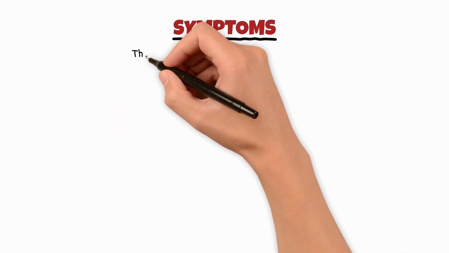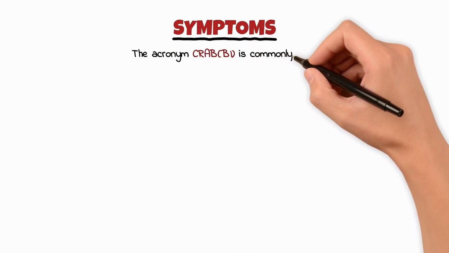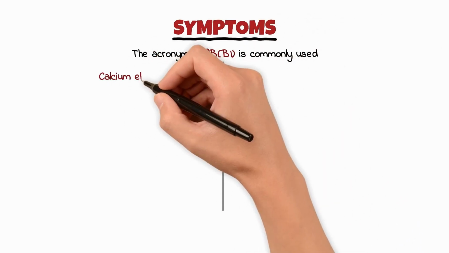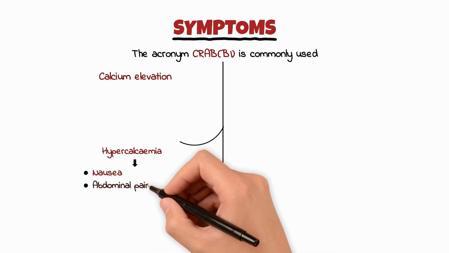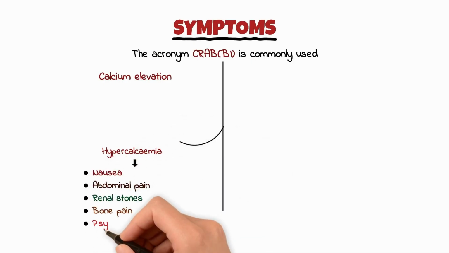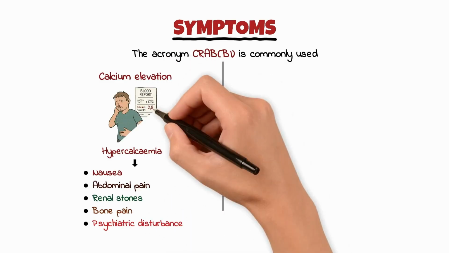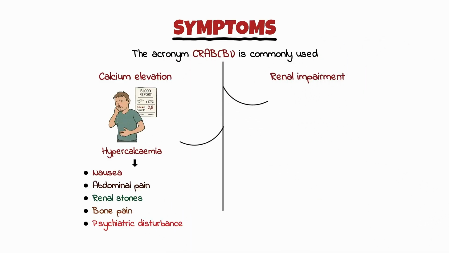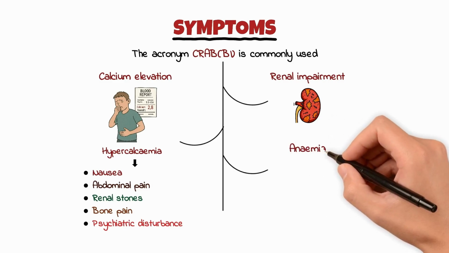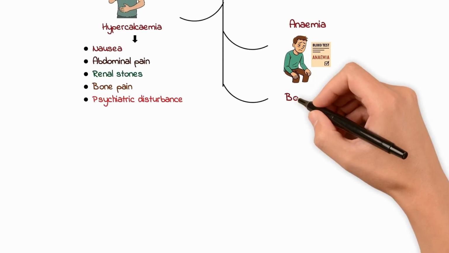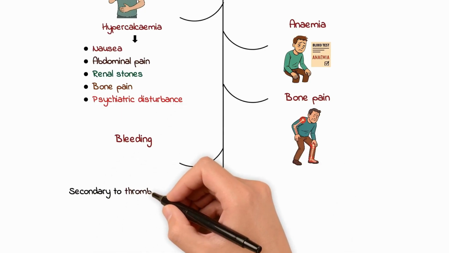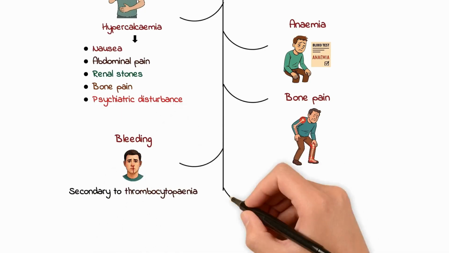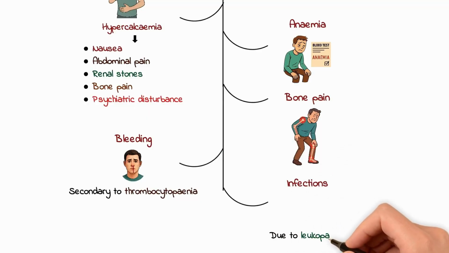Symptoms. The acronym CRABBY is commonly used. Calcium elevation, hypercalcemia causing nausea, abdominal pain, renal stones, bone pain, and psychiatric disturbance. Renal impairment, anemia, bone pain, bleeding secondary to thrombocytopenia, and infections due to leukopenia.